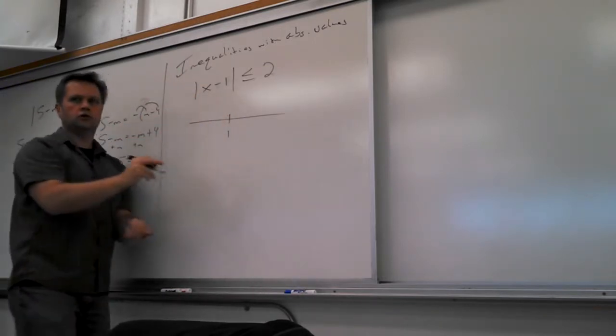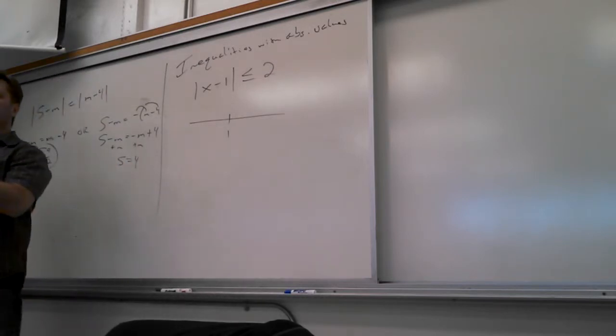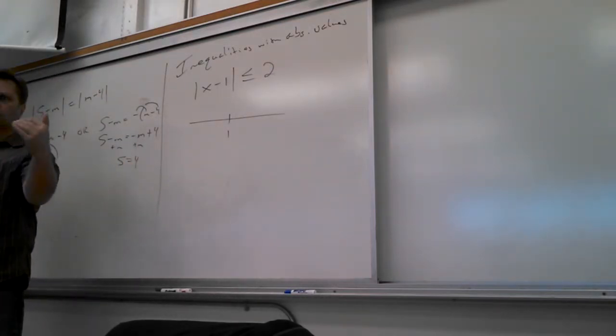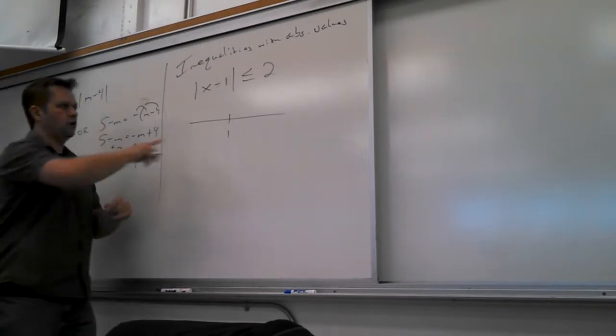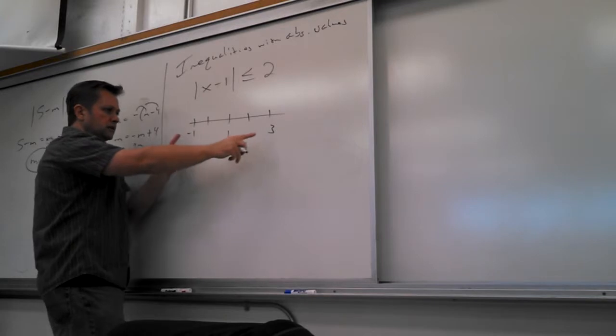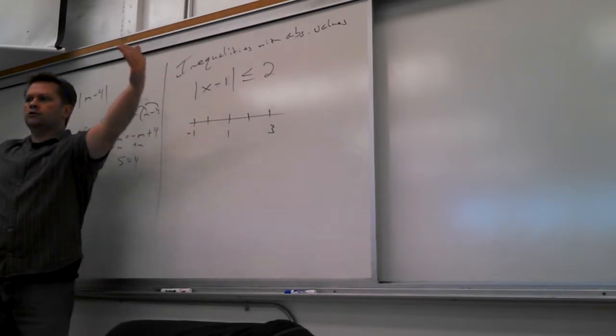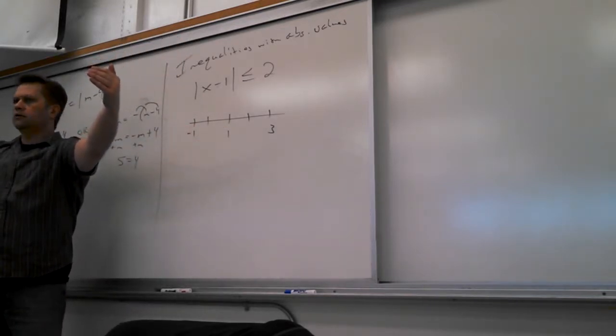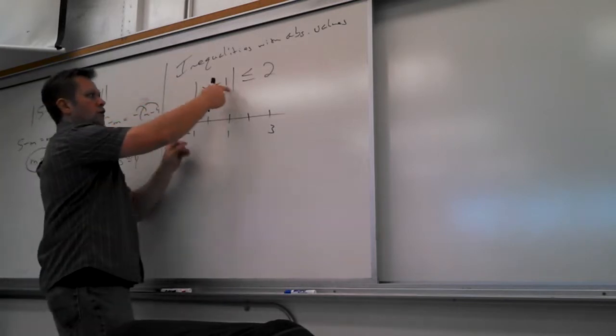Here's 1. There's 1. I want all the numbers that are at most 2 away from it. Well, what's 2 away from 1 that way? 3. And what's 2 away from the 1 that way? -1. So that's the furthest I want my answers to get away, right? Does that make sense? Wait, I want the what's the distance. 3? So what does this say in English?